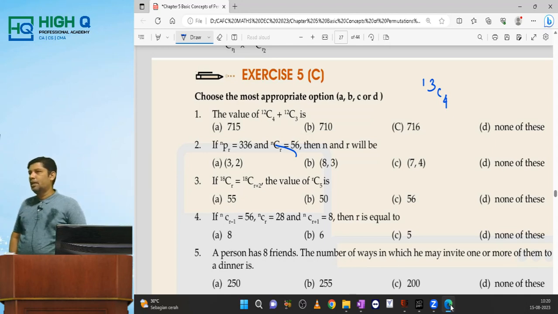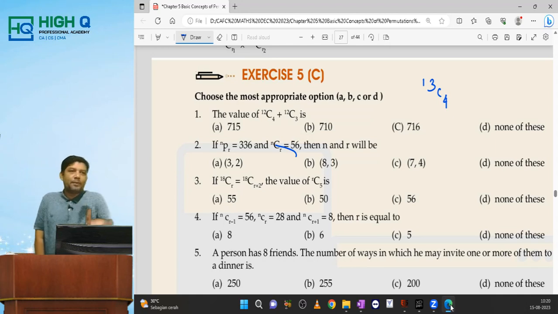Now, definitely it must be a product of consecutive numbers. I don't know how many consecutive numbers, but it is a product of consecutive numbers. Say yes or no, my dear. It can be a product of 3 consecutive numbers, 4 consecutive numbers, 5 consecutive numbers.